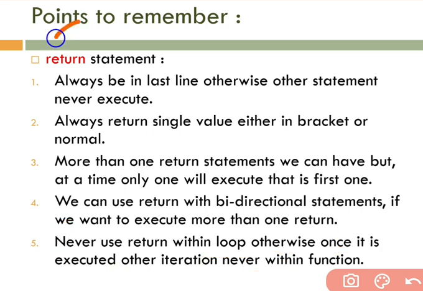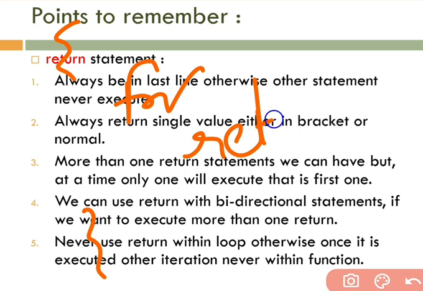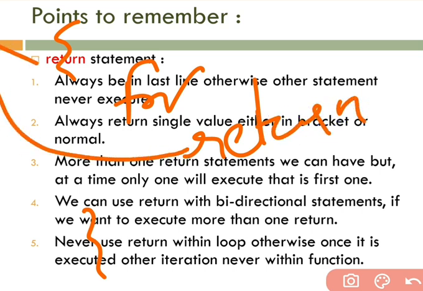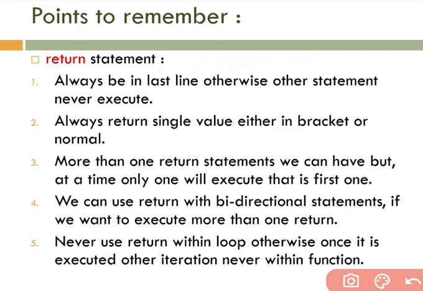If I'm writing return inside a function along with a loop, what will happen? If I write it here, then it goes back from the function. Then the loop iteration never runs again and again. Just remember that.